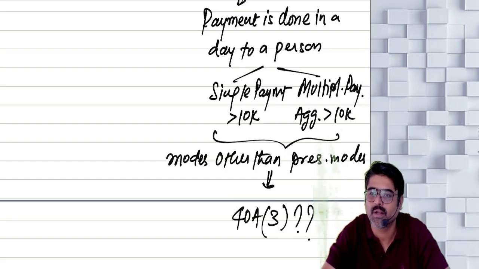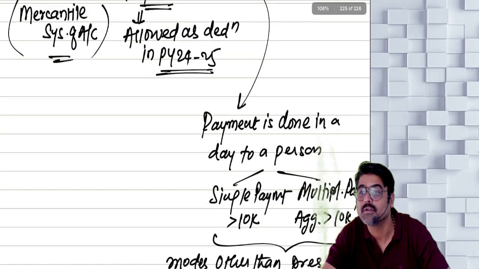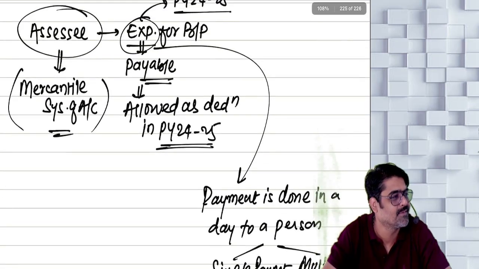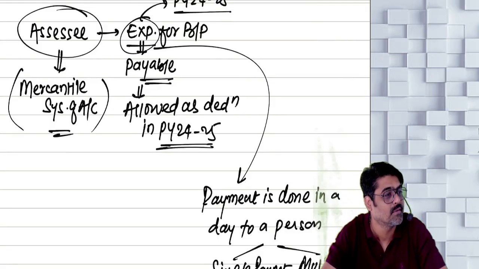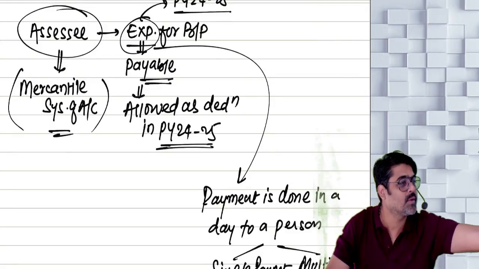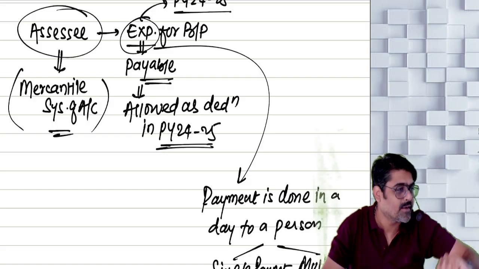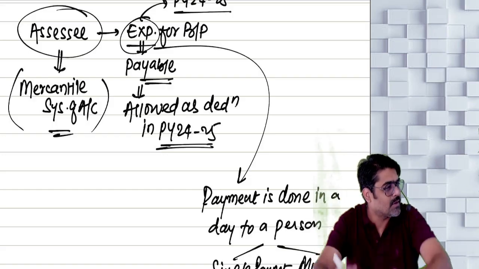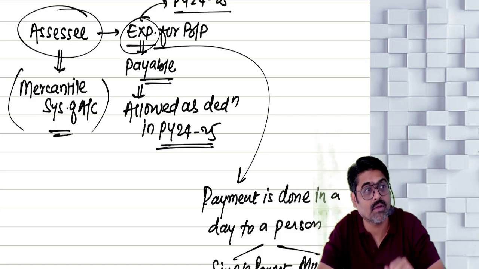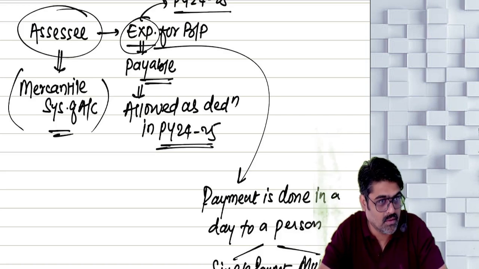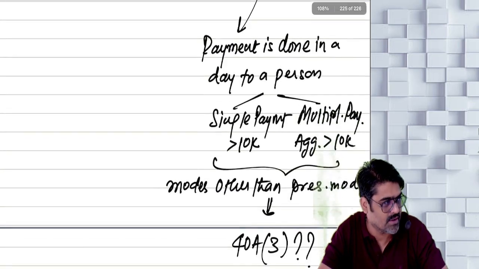How can you disallow something which was already allowed? The expense was already allowed, no? So if you have already allowed the expenditure in the last year, how are you going to disallow it now? But don't you think this should have been disallowed? But 48(3) cannot be applied.